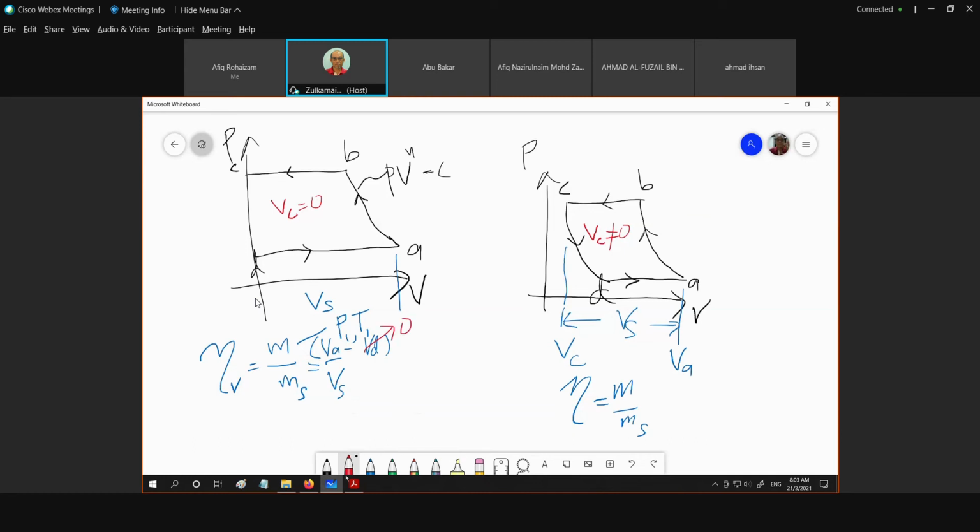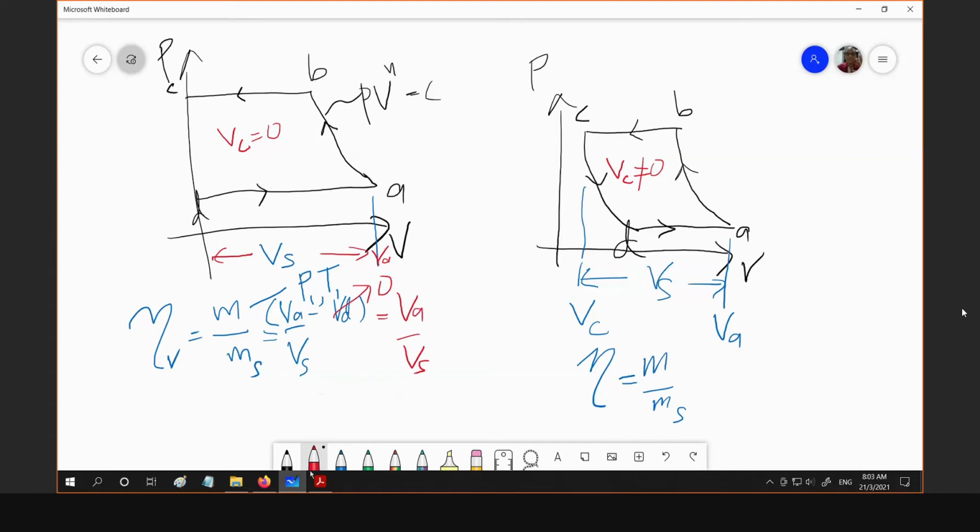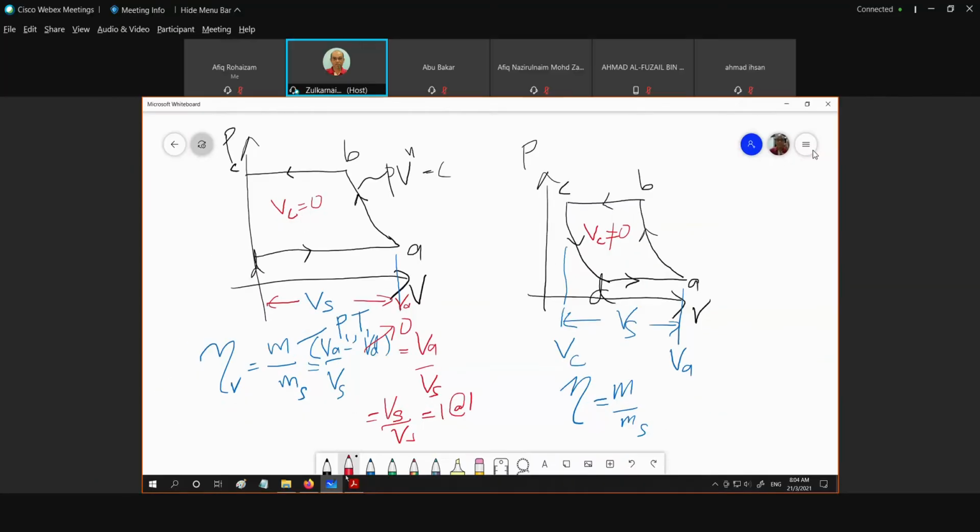So apa kita dapat? Kita dapat volumetric efficiency is equal to VA divided by VS, whereby the VA is equal to VS. Okay, dalam kes untuk VC itu kosong, the VA is equal to VS. So VS divided by VS, kita dapat 1. So our volumetric efficiency untuk VC equal to 0 is 100%.